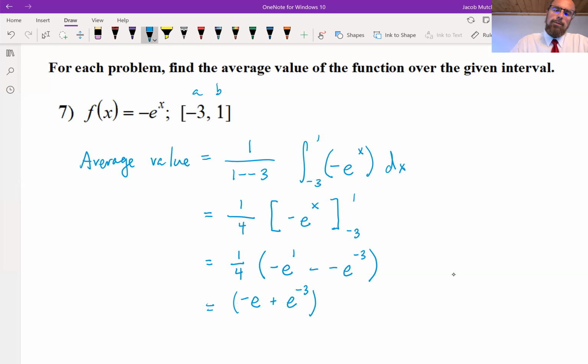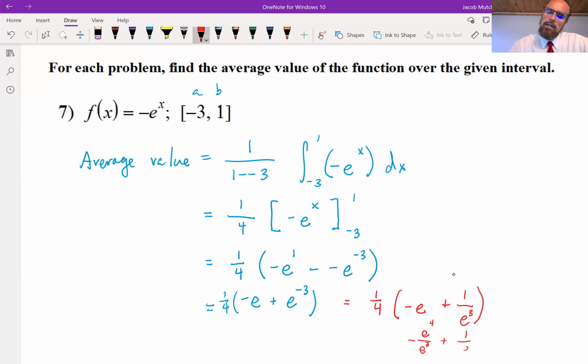And if that's all multiplying times 1/4, one thing I can do if I don't want a negative power is rewrite this as 1/4 times negative e plus 1 over e to the power of positive 3. I'd like to combine these e expressions. So negative e is equivalent to negative e to the power of 4 over e cubed. That'll give me the same denominator as that 1 over e cubed.